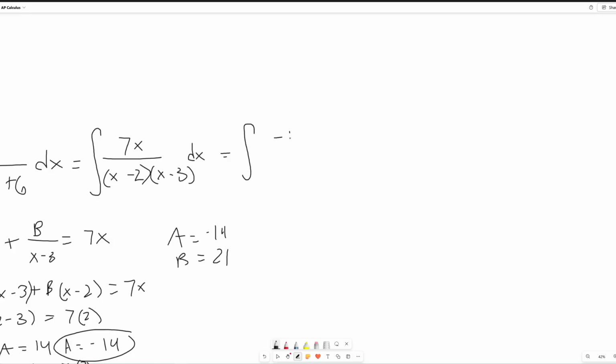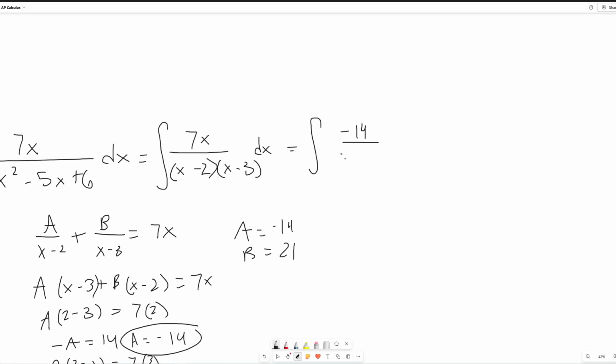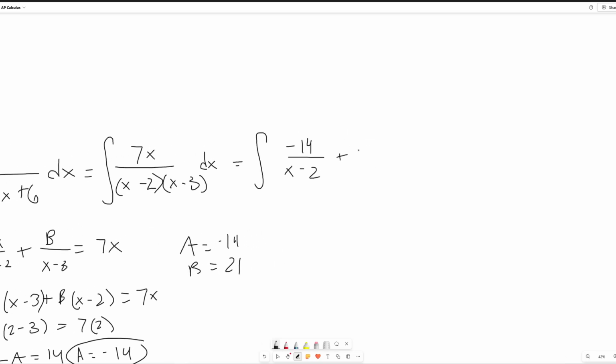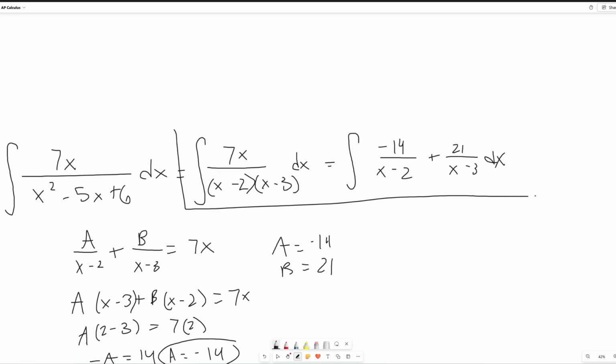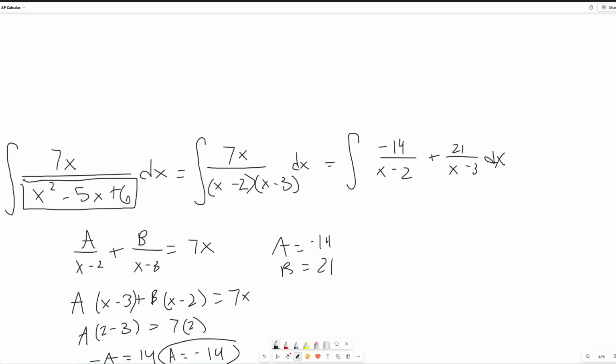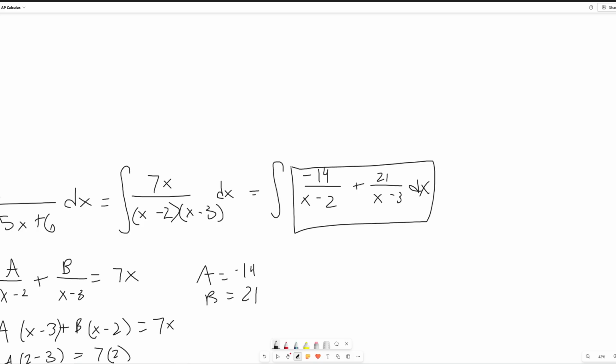Integral of negative 14 over x minus 2 plus 21 over x minus 3. These are equivalent. This is called partial fraction decomposition, which is where we take some sort of x value over a factored quadratic. You know, we have x squared minus 5x plus 6. This is our factored quadratic. We take this, and then we can split it up into this.